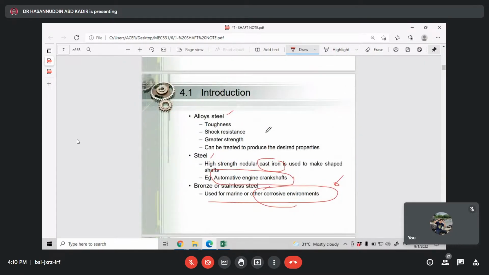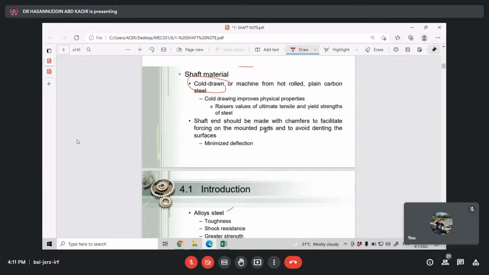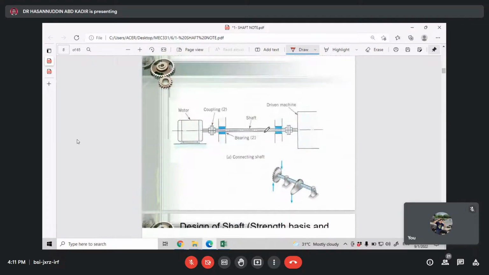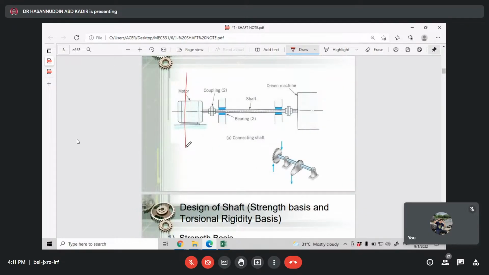Just revise this part. So if they ask you, maybe it is at the theoretical level. Okay, I said before, they have this one, your motor here. So your shaft, they must have the coupling. Basically they want to join the shaft to the shaft. And then they also have the driven machine, where basically we want to do the work.